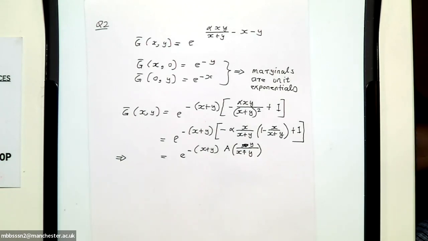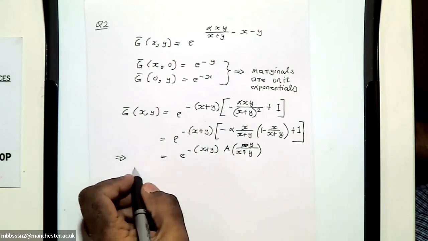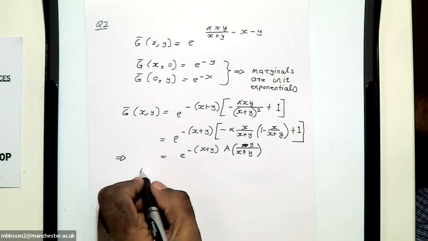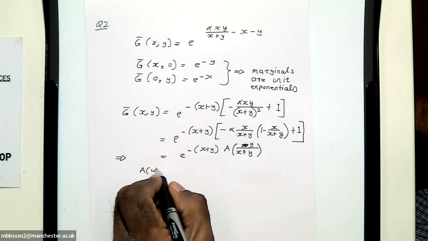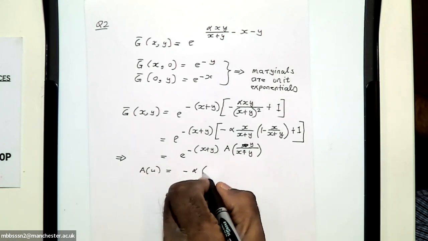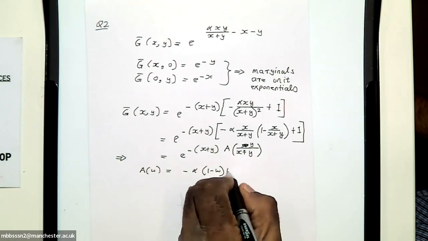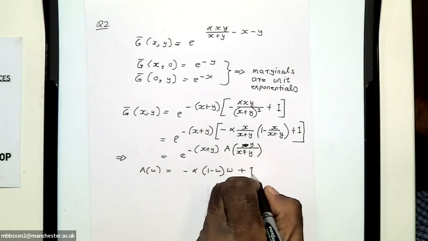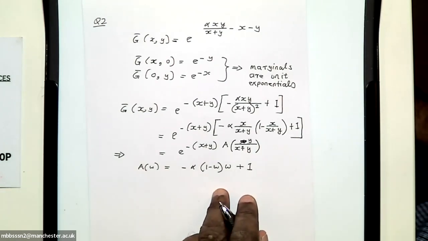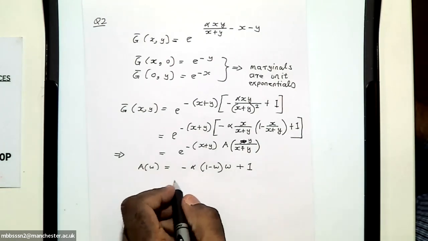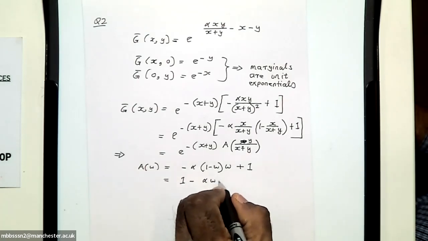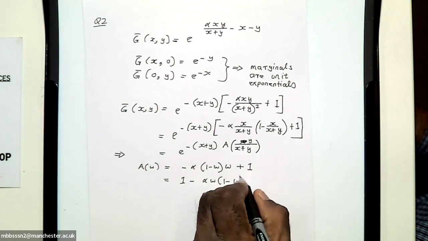So in any case, this must be in this form. So your A function must be one minus alpha omega, one minus omega, plus omega. Right? This is your A function. But let me write it out. So this is one minus alpha omega, one minus omega.